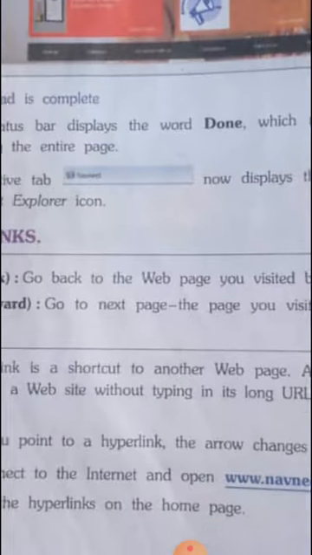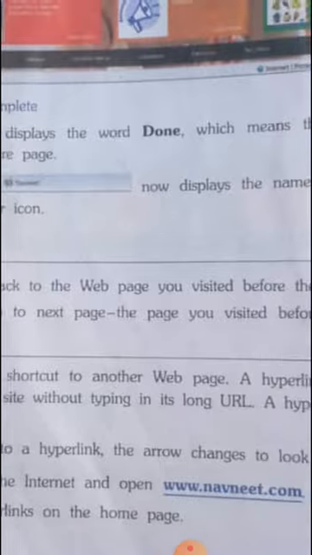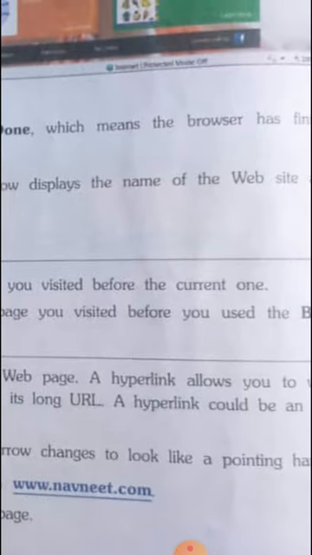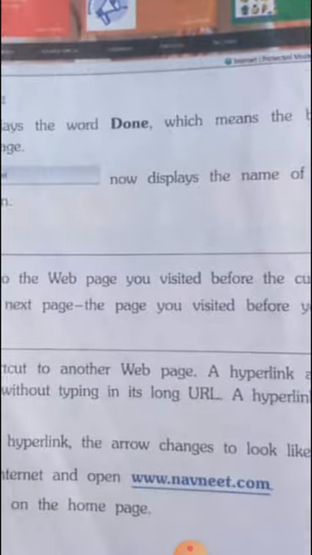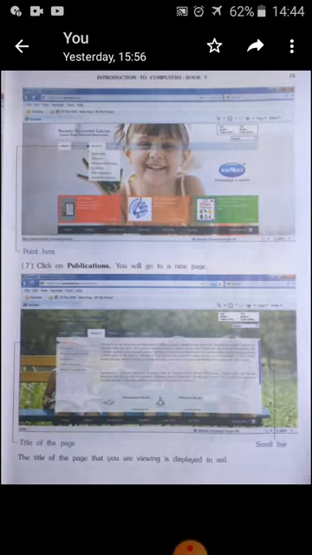Now come to what is hyperlink. Look at here. A hyperlink is a shortcut to another web page. A hyperlink allows you to visit a web page or a website without typing in its long URL. A hyperlink could be an image or text. So where can we see hyperlink?